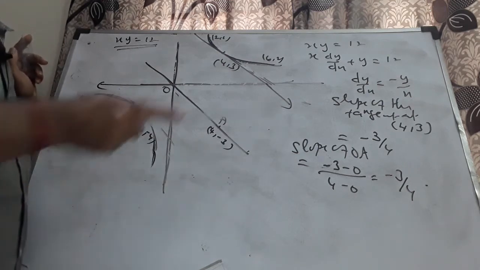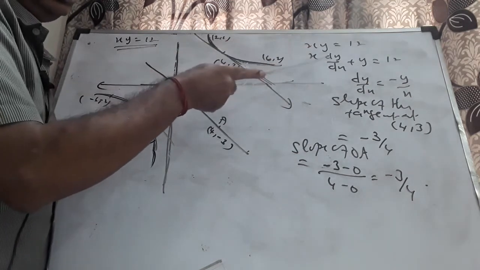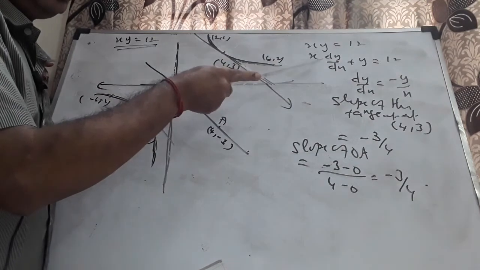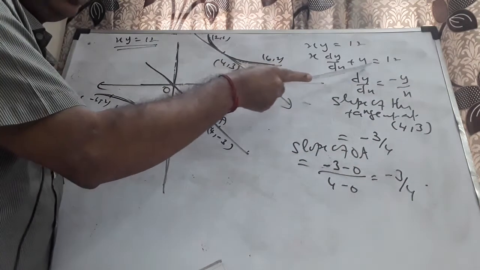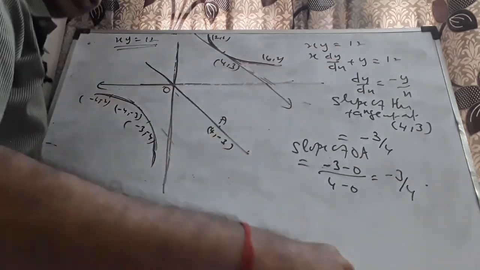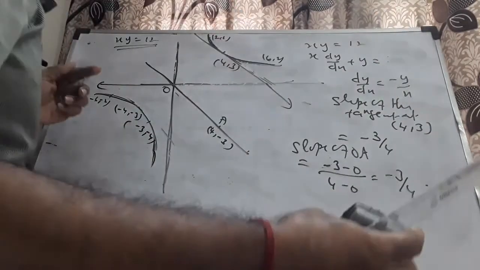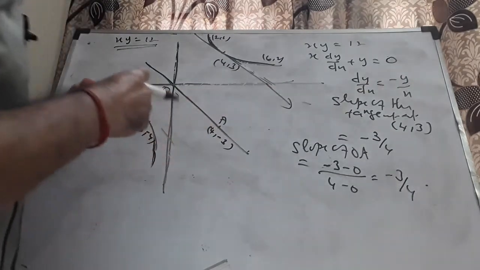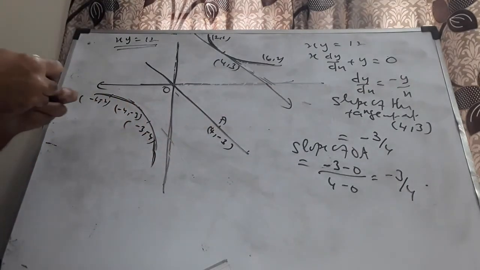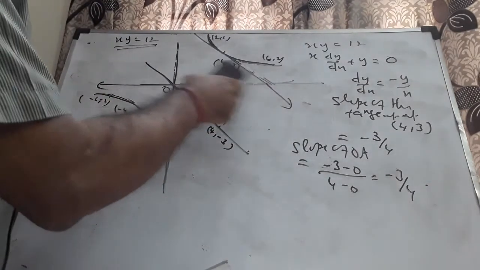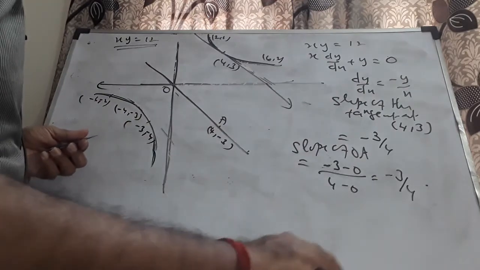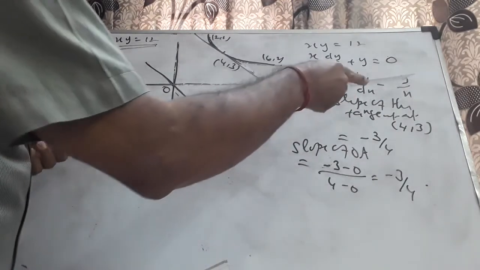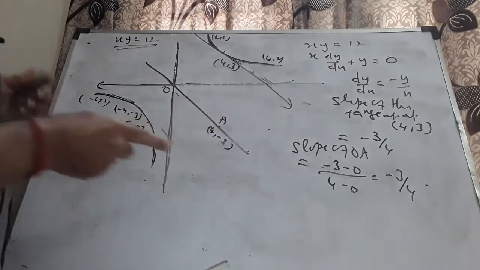Just listen carefully. Now, xy is equal to 12. Differentiating using the product rule, I'll get x dy by dx plus y into 1 is equal to 0. Therefore, dy by dx is automatically minus y by x. Therefore, the slope of the tangent at the point (4, 3) will be, substituting y equal to 3 and x equal to 4, -3 by 4.